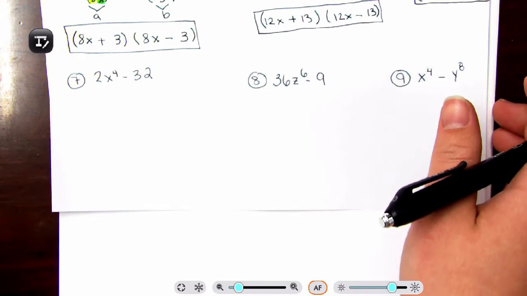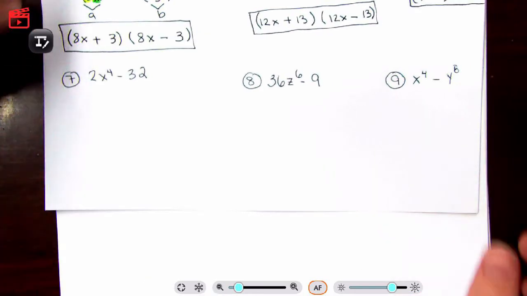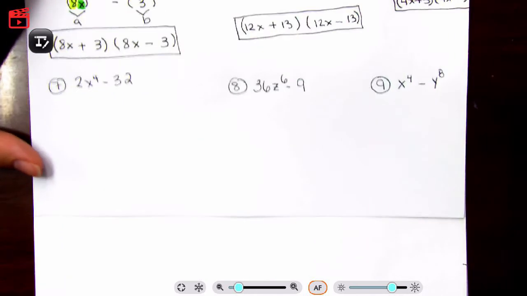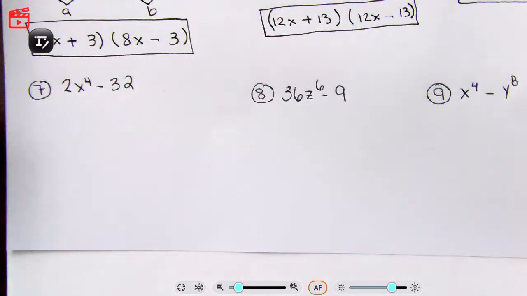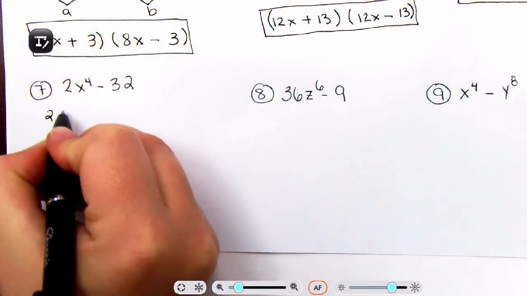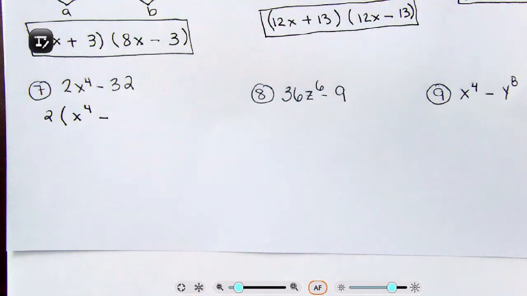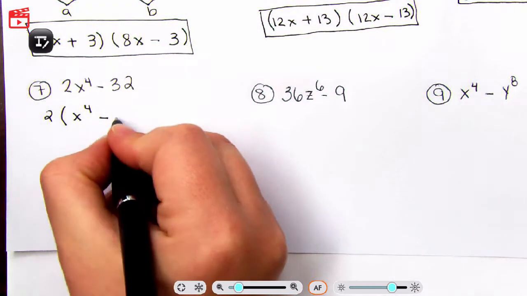All right, what do we have here? We have 2x to the 4th power minus 32. Well, 2 is not a perfect square. 1 times 1 is 1, 2 times 2 is 4, so there's no number multiplied twice by itself in order to get 2. So maybe I'm thinking there's a GCF. Let's see here. Can I factor out a GCF from number 7? If I try to factor out 2, I'm going to have x to the 4th left over and 32. 32 is even, so I'm thinking we can pull out a 2, which leaves me 16.